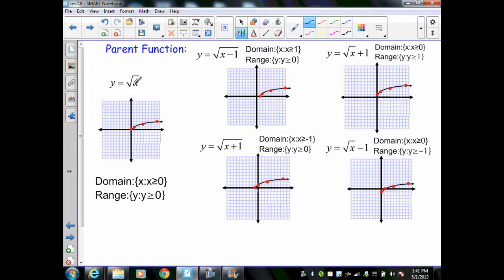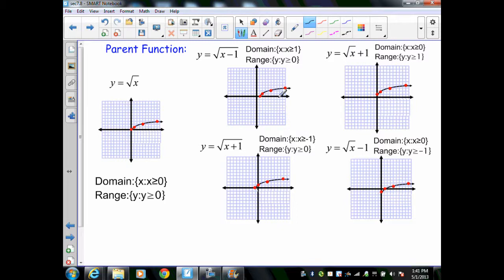If I substitute in 0 for x, I get 0. 1 for x, the square root of 1 is 1. The square root of 4 is 2, and the square root of 9 is 3. The other translations are based off of this function. Here I have y equals the square root of x minus 1. This is a horizontal shift to the right. So every ordered pair that is on this parent function is shifted 1 unit to the right.